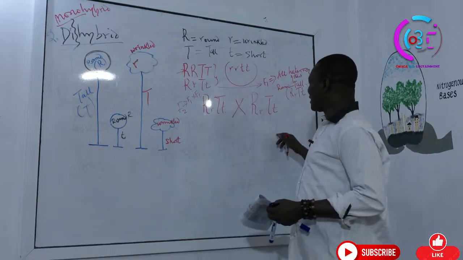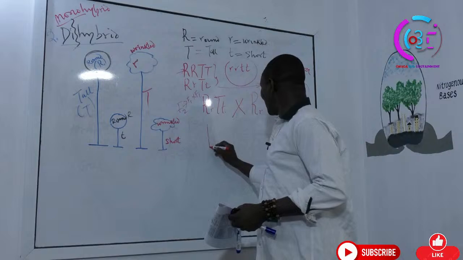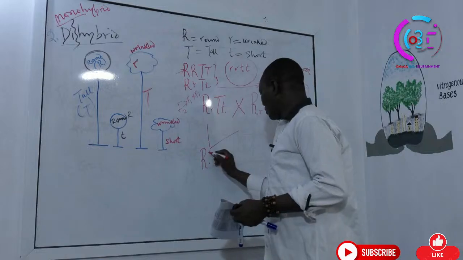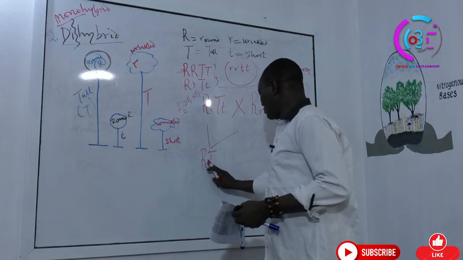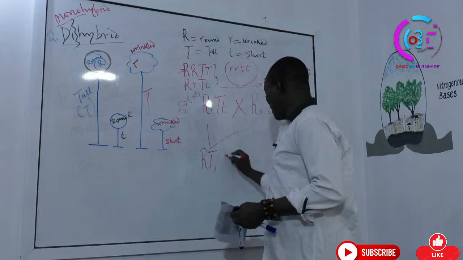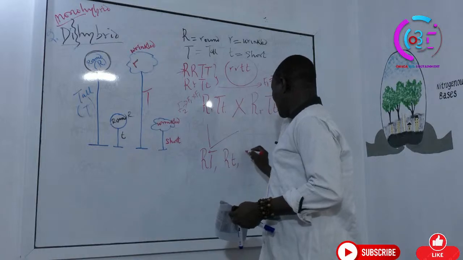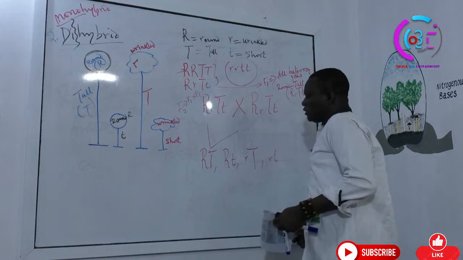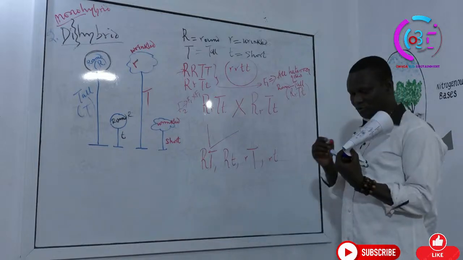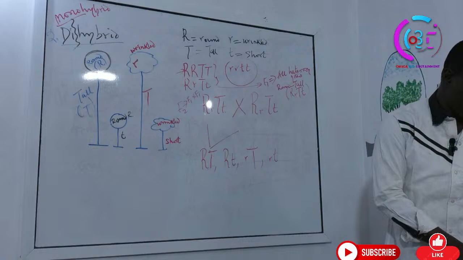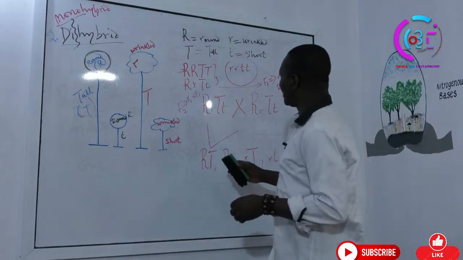So at the end of the day, what you are going to have is the gamete RT. Then capital letter R, small t. Then you have small r, capital T, and you have small r, small t. So this is now going to be the second law. So let's try and use a Punnett square for the second law as well, the Punnett square.